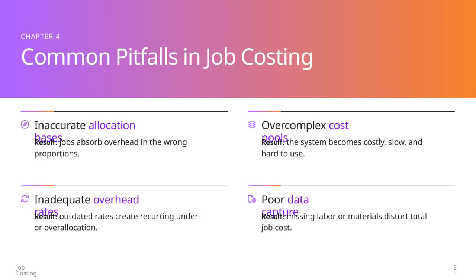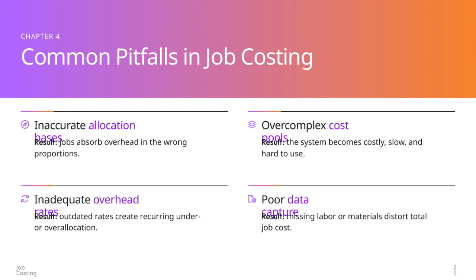Now, let's talk about some common pitfalls in job costing that can really affect the accuracy and usefulness of the data. First, using inaccurate allocation bases can be a big problem. This means that jobs might end up absorbing overhead costs in the wrong proportions, which throws off the entire cost picture. Next, when cost pools are overly complex, the system becomes difficult to manage. It slows down processes and increases costs, making it less efficient overall.